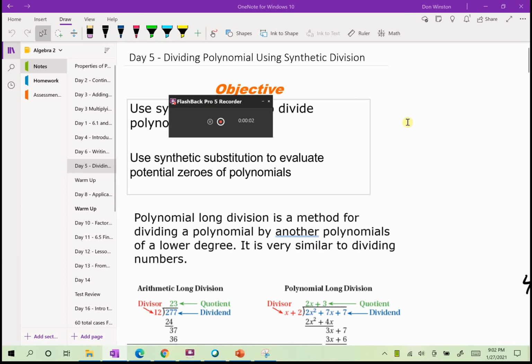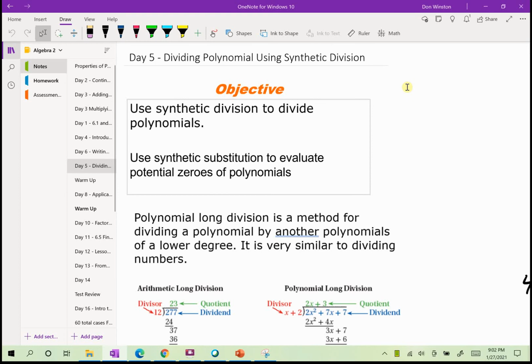Okay, good morning everyone. For the last couple of days we have spent time multiplying polynomials, adding polynomials, and subtracting polynomials. Today we'll look at dividing polynomials. And the method that we'll use to divide polynomials for the most part in this chapter, which you will be expected to know on your test, will be synthetic division.